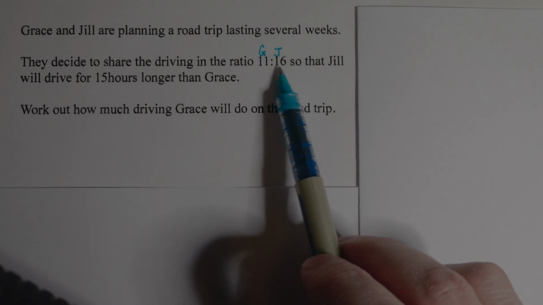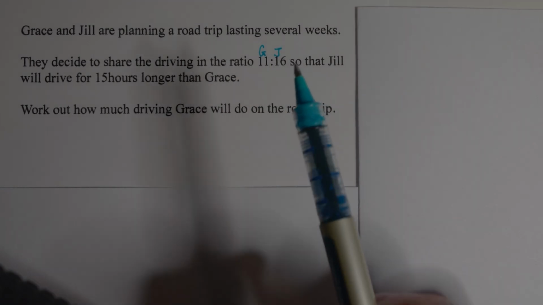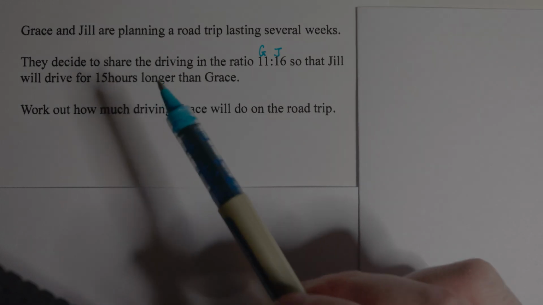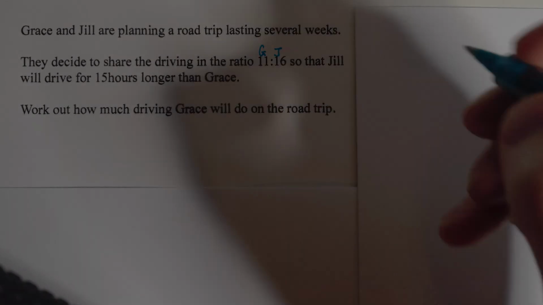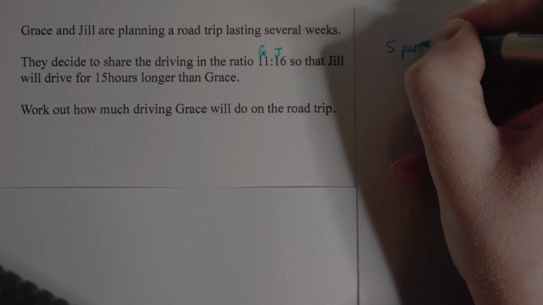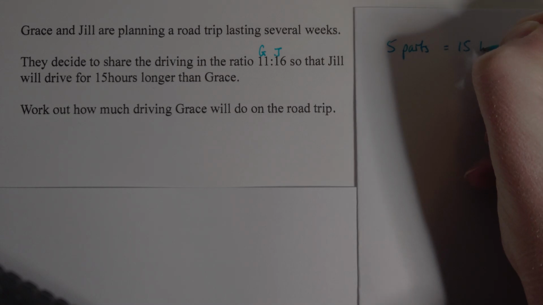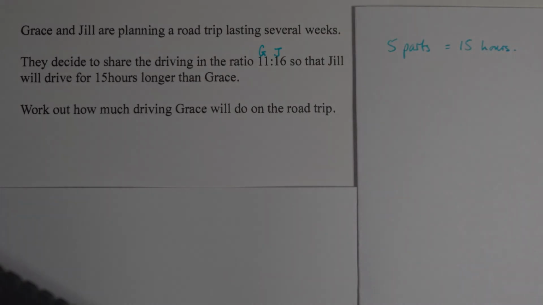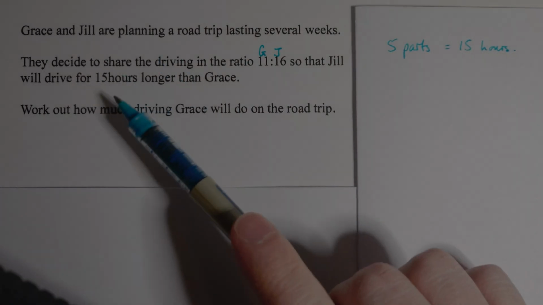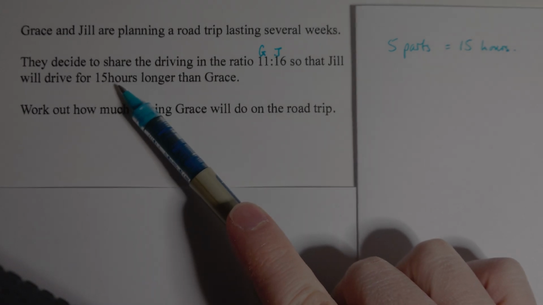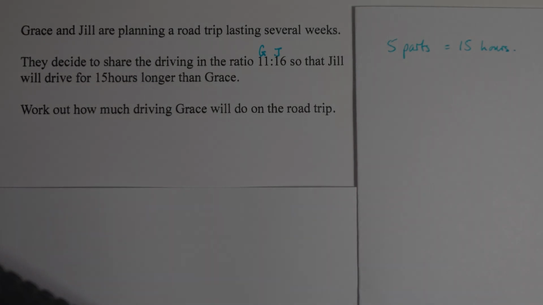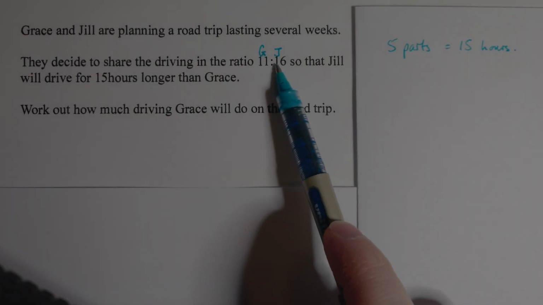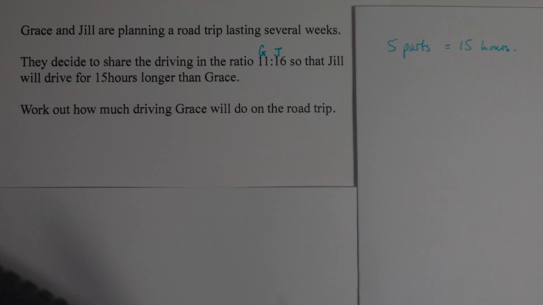Now, the difference in the number of parts is 5, and the difference in the hours of driving is 15. So to make this question work, when I'm setting this up where I've got a number of parts equals some other number, it's actually 5 parts equals 15 hours. Okay, because that's the difference between how much driving they do. Jill does a bit more. How much more? She does 15 hours more. It's the difference between how much driving they do. And the difference in the number of parts is 5. Okay, Jill's doing 5 more parts than Grace, because 16 is 5 bigger than 11.